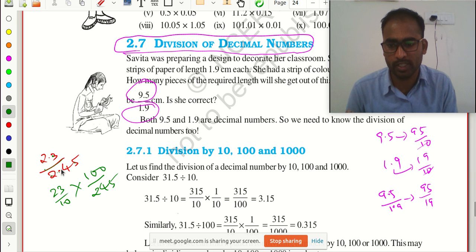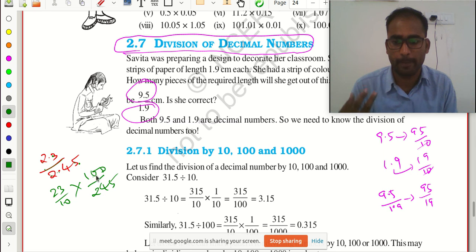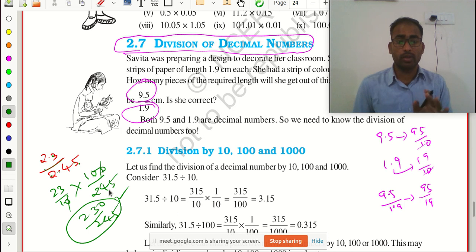Why? Because after the decimal we are having two numbers. So that is why I need to put the two zeros. 0, 0. So 230 by 245. This is the answer here. Understood? Everyone understood now?